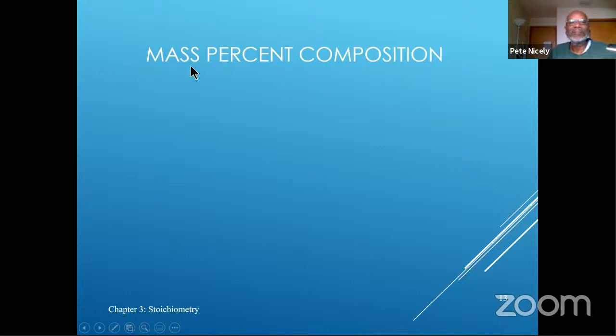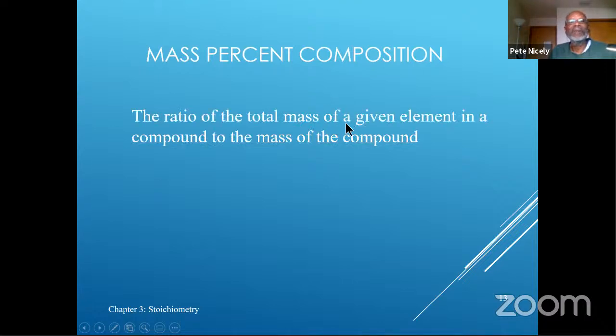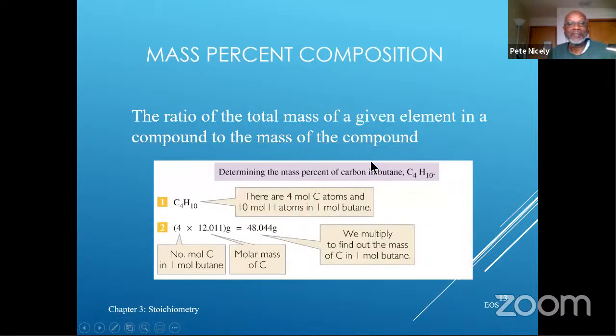So that's why we have here the mass percent composition as a title right here, all right? So by definition, the mass percent composition is the ratio of the total mass of a given element in a compound to the mass of the compound. All right. So that's the definition of mass percent composition. So if you look at the example of this compound, now this compound is called butane. The formula is C4H10.